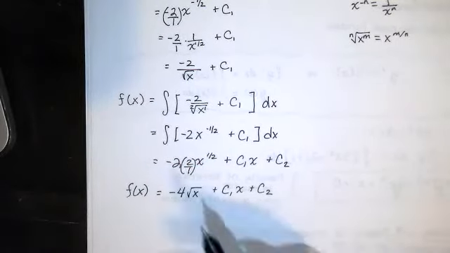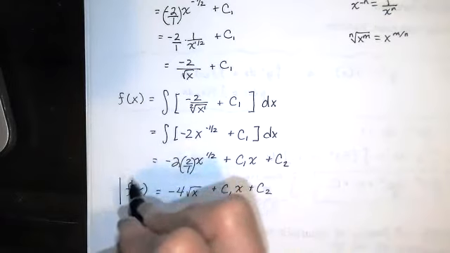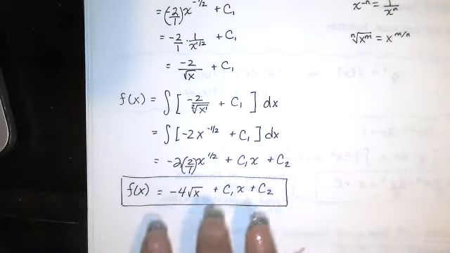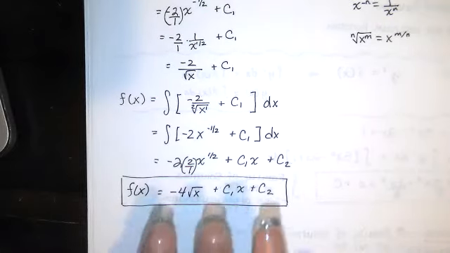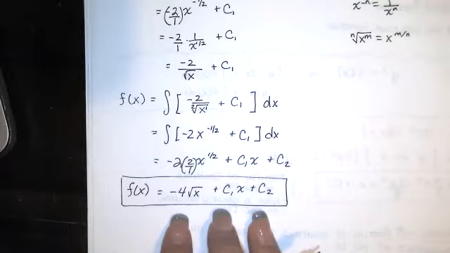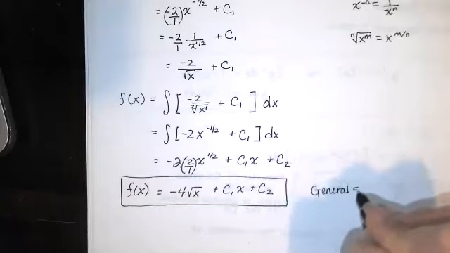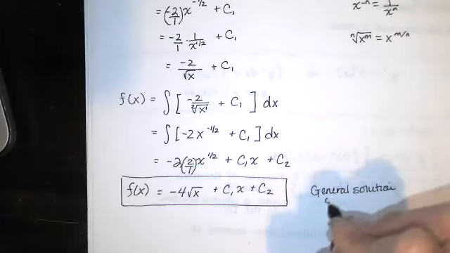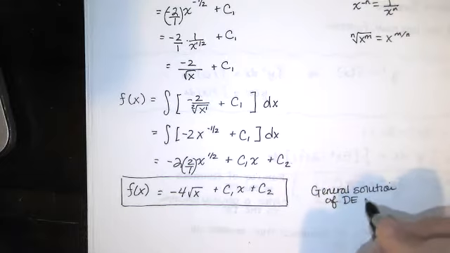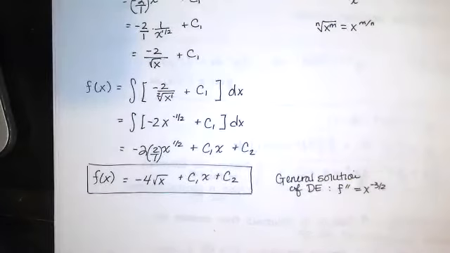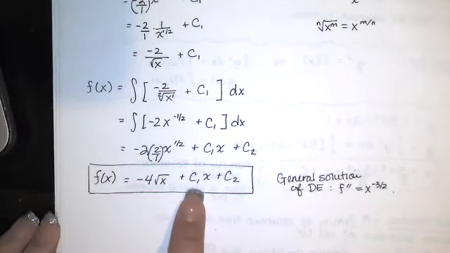Now this is a solution of the differential equation. And it's actually a solution to the differential equation that contains all possible solutions of the differential equation. So this is the general solution of the differential equation, f double prime equals x raised to the -3/2. So if f double prime equals this, then f must equal this.